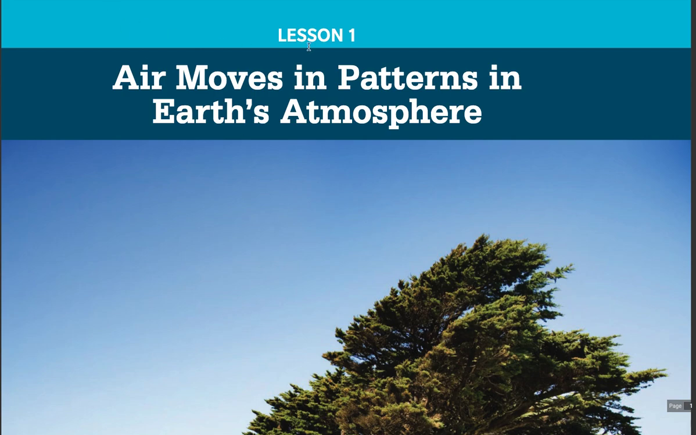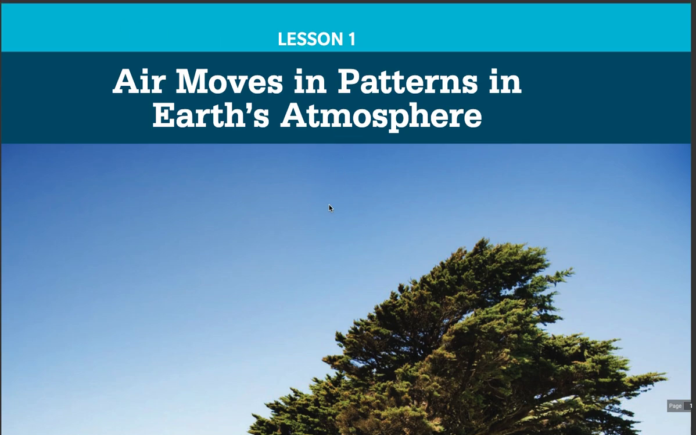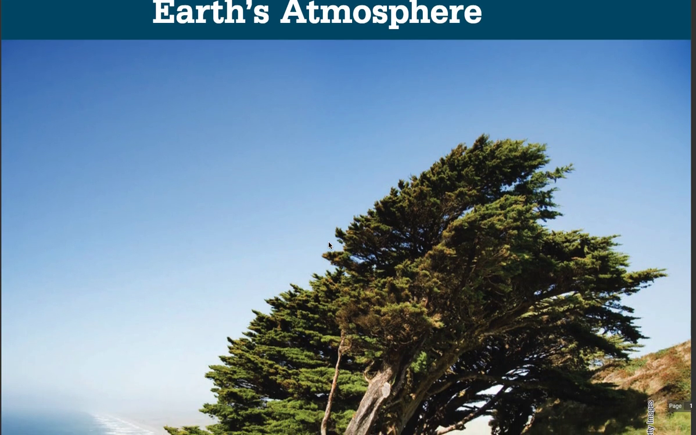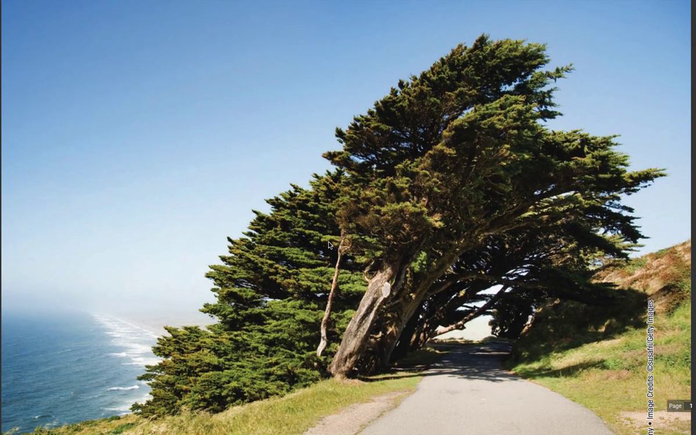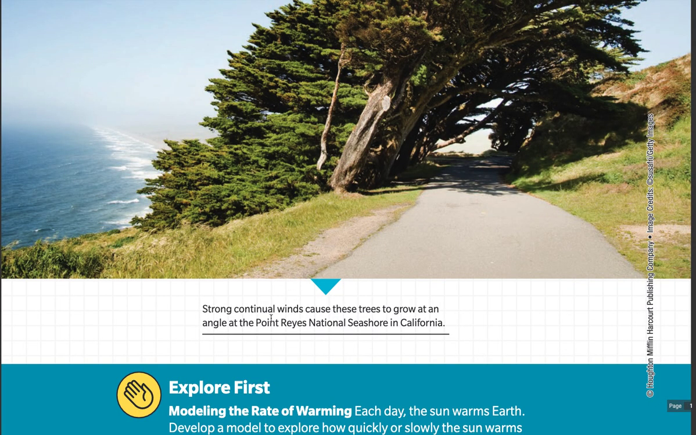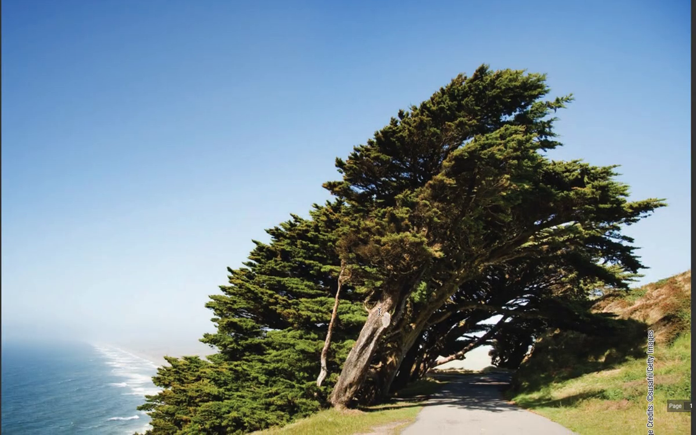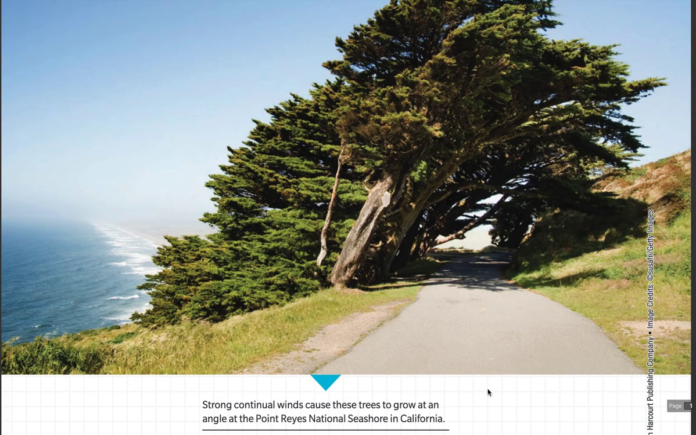This is lesson 1 of unit 4. Air moves in patterns in Earth's atmosphere. Here we've got a photo of, this is actually really close to us. This is in Point Reyes National Seashore. It's north of San Francisco. This is a road. The parking lot is down here. If you've never been here, you can see the shore.